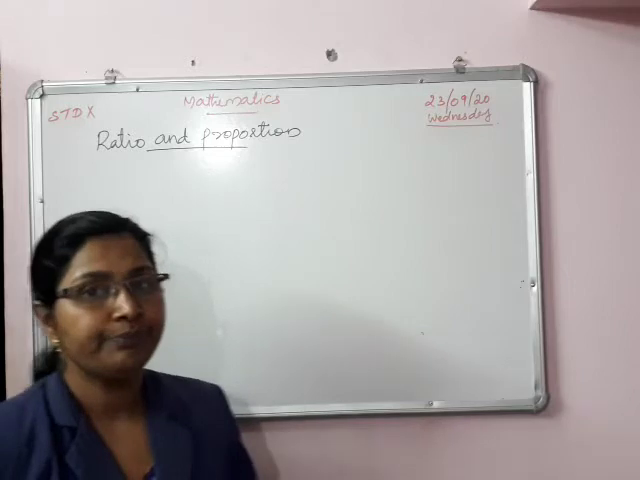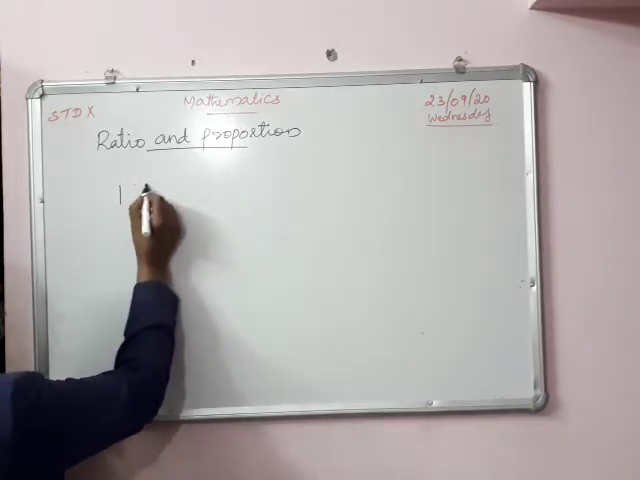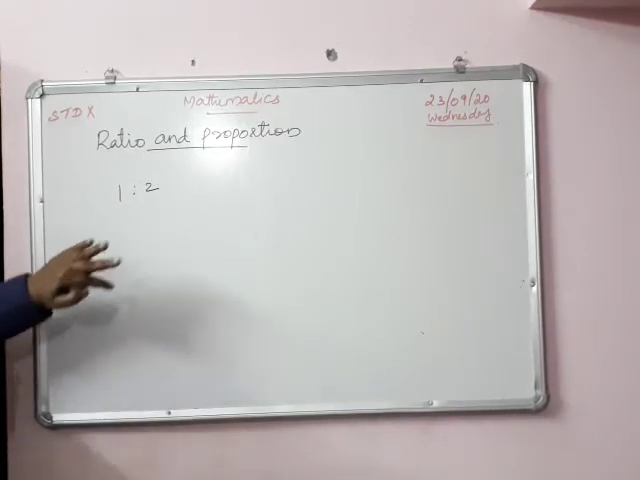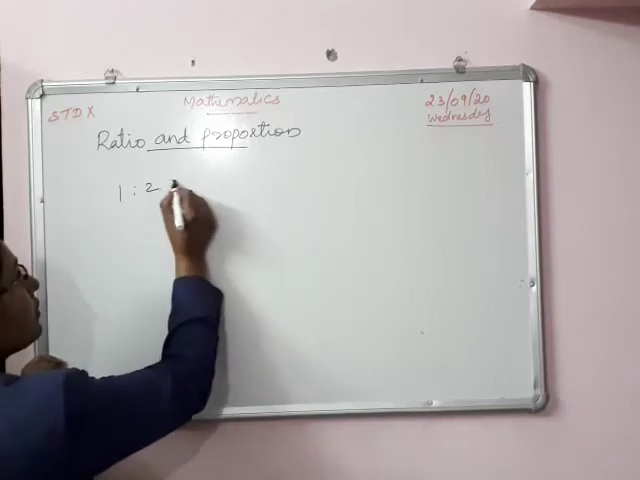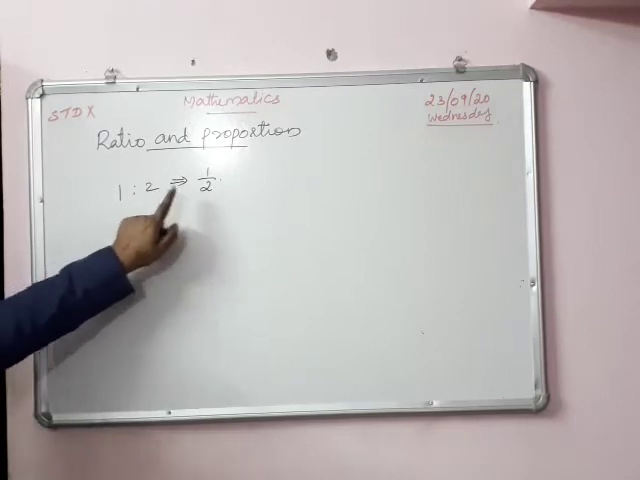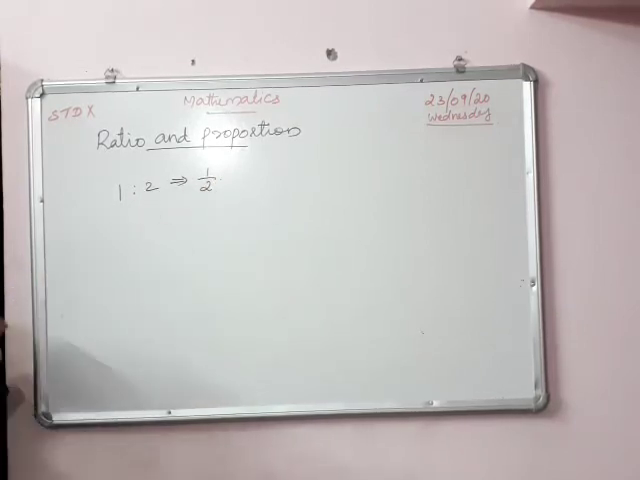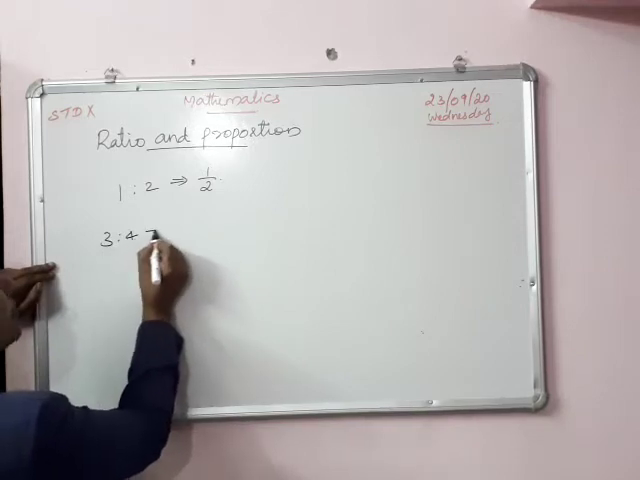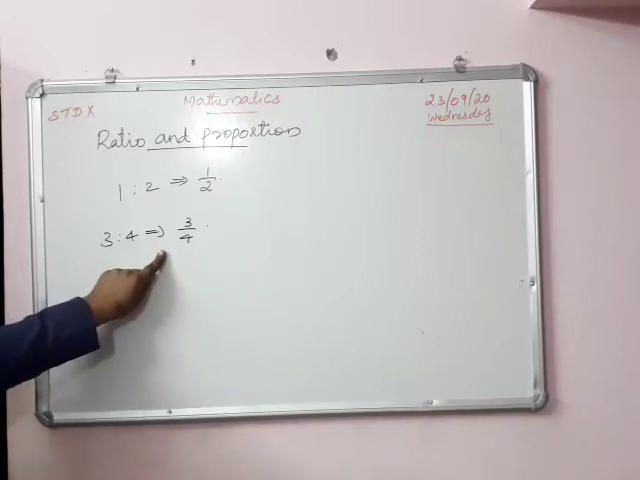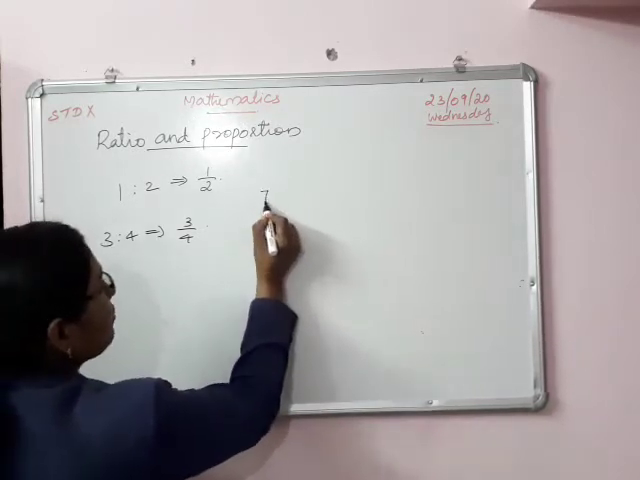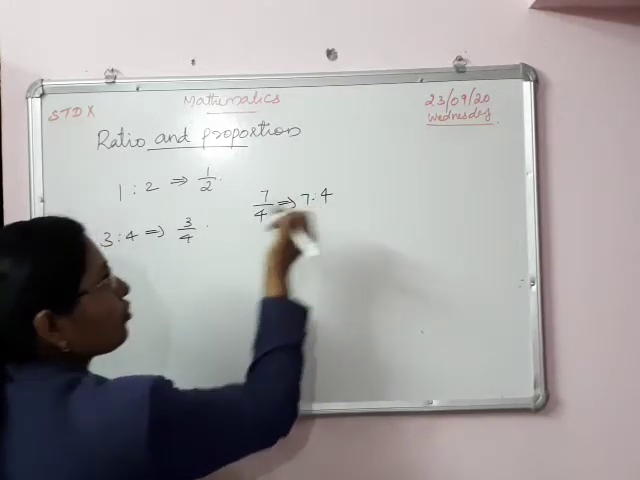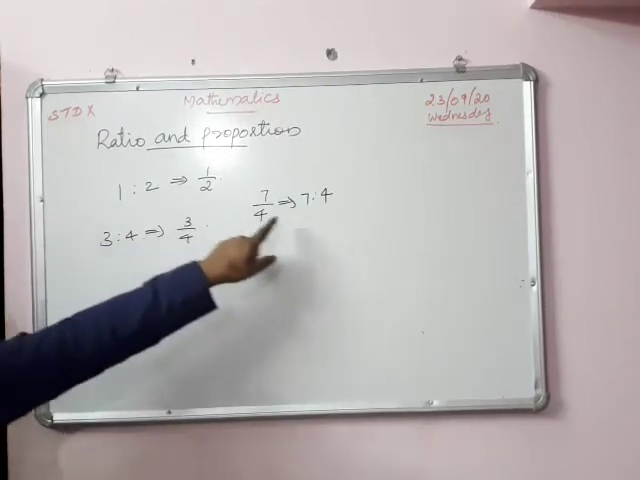What is a ratio? Suppose 1 is to 2, we can say it is in the form of a ratio. This ratio you can write as 1 by 2. 1 is to 2 you can write as 1 by 2. Then 3 is to 4 is the same as 3 by 4. It is in the form of a ratio. Similarly, 7 by 4 is the same as 7 is to 4. This is the form of a ratio.